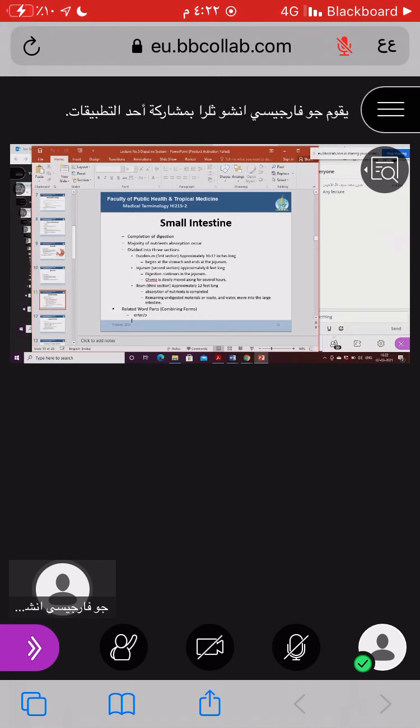Small intestine: the word used for small intestine is enter. It is also important for you to study the three parts of the small intestine: duodenum, jejunum, and ileum. How long they are, each of them has a certain length. Duodenum is a small part, only 10 to 12 inches. Jejunum is about 8 feet, and ileum is about 12 feet.